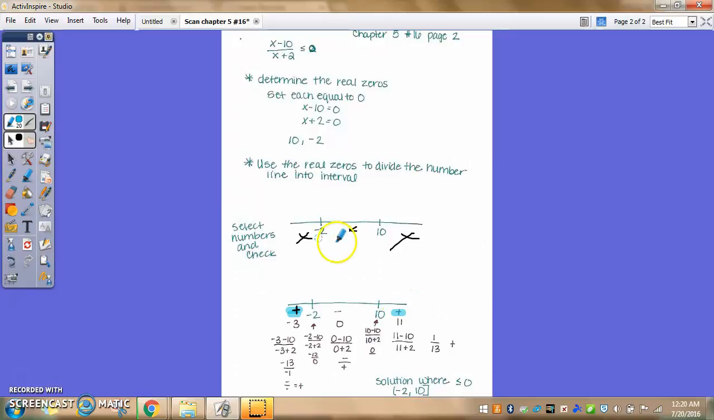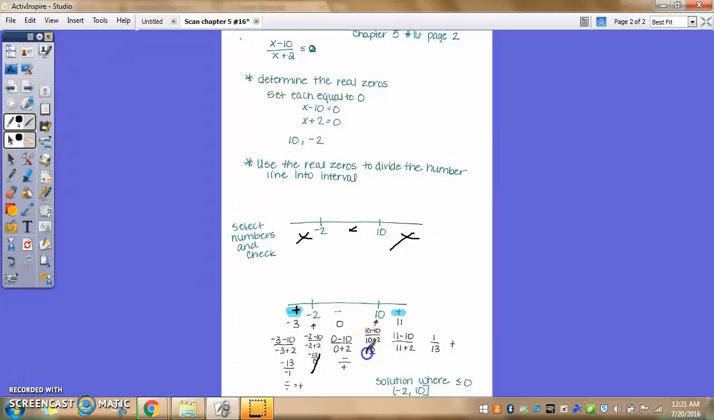Last thing to do is just to double check and see if negative 2 or 10 is included in our solution set. So when I checked negative 2, I would have negative 12 over 0, which we know is not possible. It would be undefined. We can't have something over 0. When I checked 10, I got 0 as my answer.